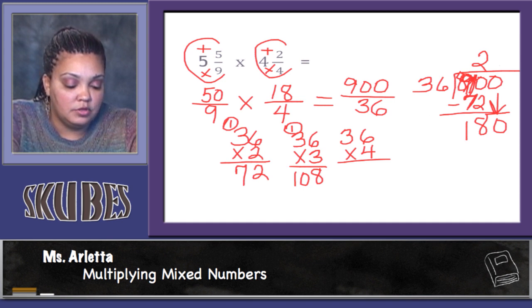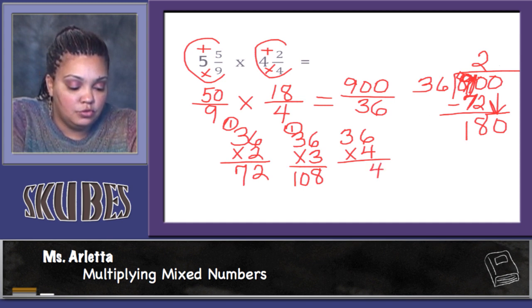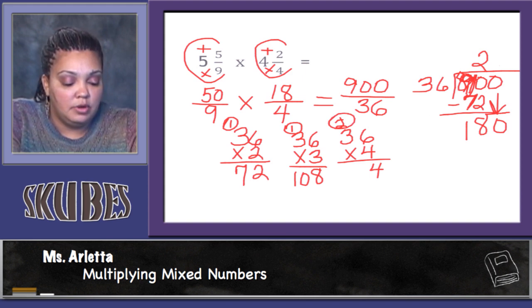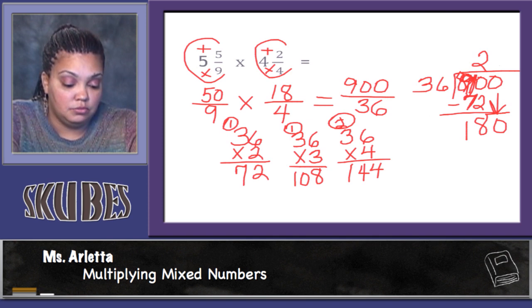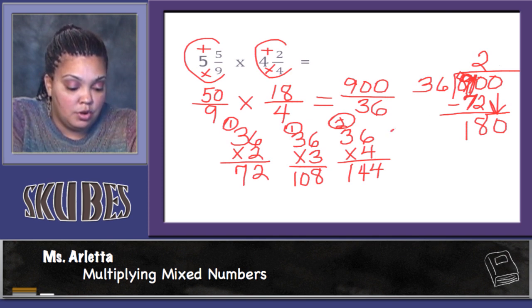6 times 4 is 24. Carry your 2. 4 times 3 is 12. Plus the 2 makes 14. That is closer. Let's try one more.